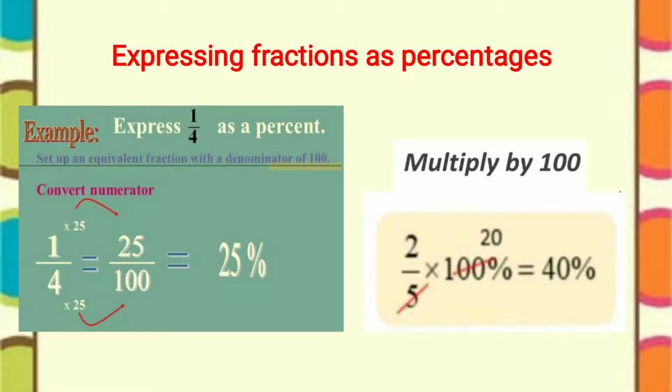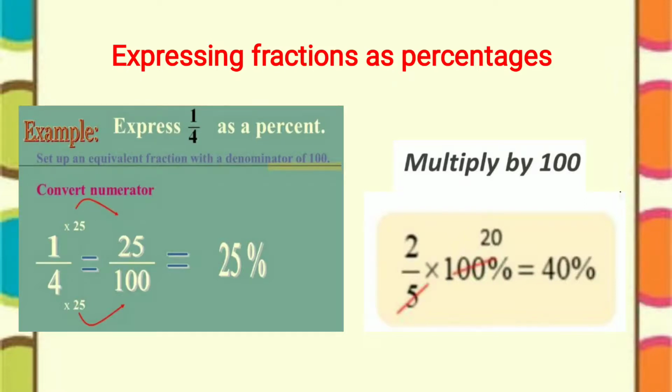For this, you are going to find an equivalent fraction with 100 as the denominator. You are going to change the denominator to 100. Here the question is 1 by 4, with 4 in the denominator. You want to convert this 4 into 100 by multiplying. 4 into 25 you will get 100. So multiply both the numerator as well as the denominator by 25.